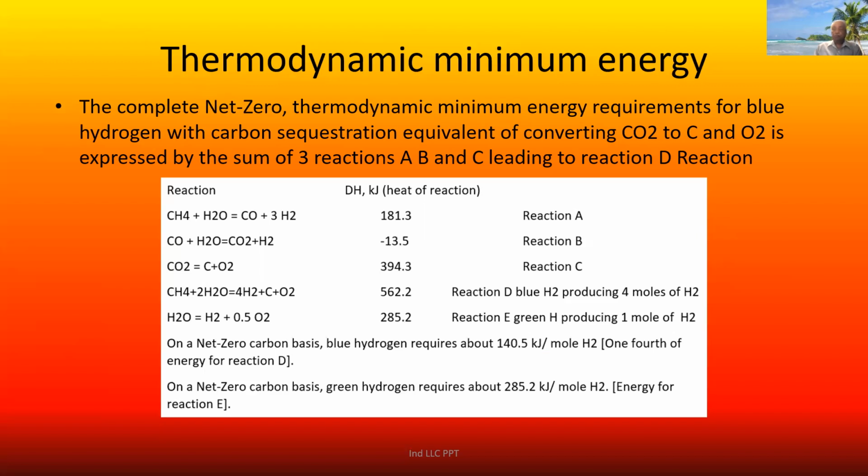kilojoules, or per mole of hydrogen, it requires 140 kilojoules by natural gas steam reforming with carbon sequestration. That is still half that of water electrolysis on a thermodynamic basis. We're not applying any other efficiency makeup energy required in the process.